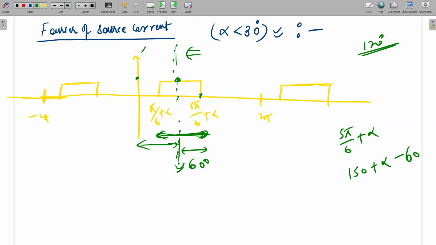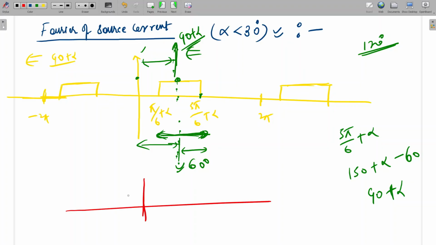Yes, sir. Okay. So this point will be 90 plus alpha. From 0 to here, this axis will be 90 plus alpha. So if we shift this side by 90 plus alpha, it will become a waveform like this. So what will be this value? What will be this point?